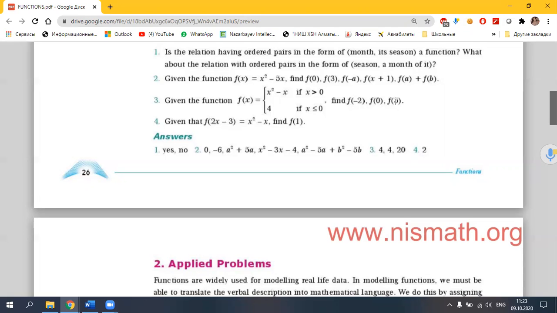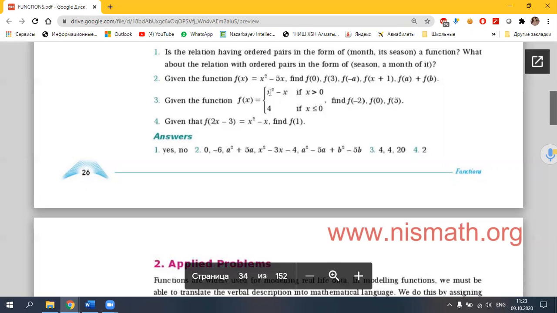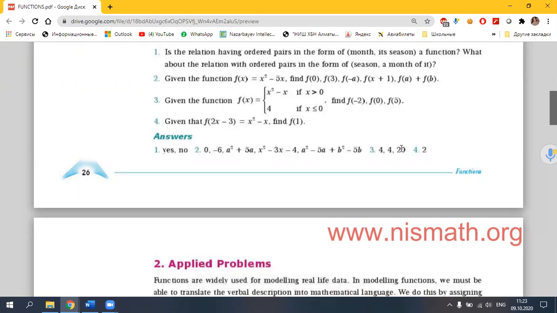Үшіншісі, f of 5. 5 деген ол greater than 0. Үлкен 0-ден, яғни мынаған қоямын. 5 squared minus 5 equals 25 minus 5 equals 20. 25 азайтылған 5 дедім. Сонда үшіншісі міне жауабы тұр. 4, 4 and 20 деген мән шықты.